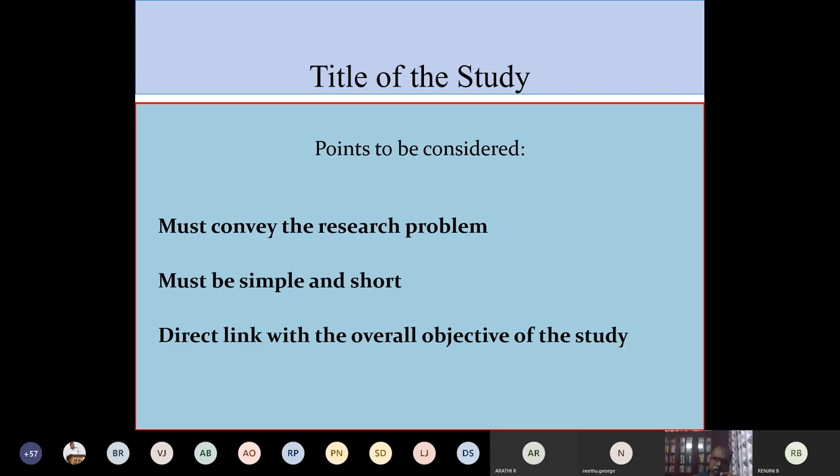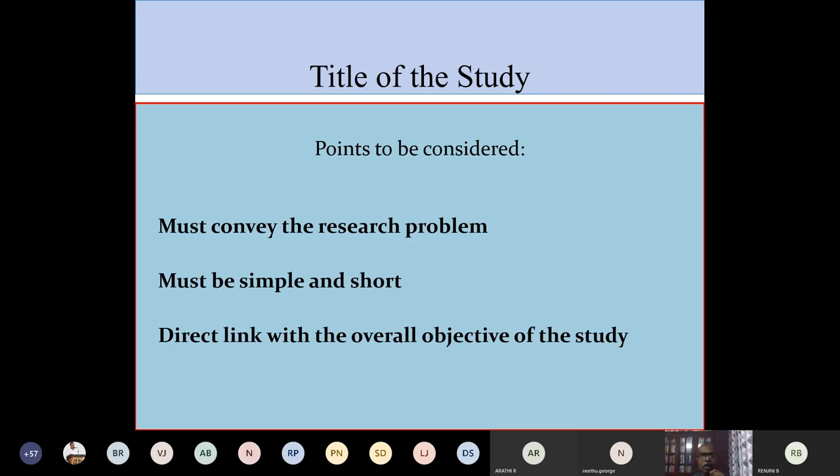Always remember, whatever your title, it must be able to convey the actual research problem, because the research problem is the most important aspect. So you want to set the title in a way that it can convey what the research problem is. Another very important point is regarding the simplicity of the title. The title should be, as far as possible, simple, short, and understandable. And the most important point to be remembered with respect to the title of the study is that there should be a link between the title of the study and the overall objectives of the study.